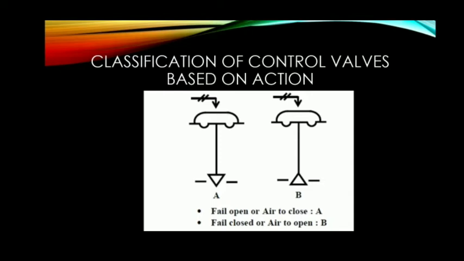For example, if the valve is used to control steam or fuel flow, the valve should be shut off completely in case of air failure. On the other hand, if the valve is handling cooling water to a reactor, the flow should be maximum in case of emergency. The schematic arrangements of these two actions are shown in the figure below. Valve A is air to close type, indicating that if the air fails, the valve will be fully open. Opposite is the case for valve B.